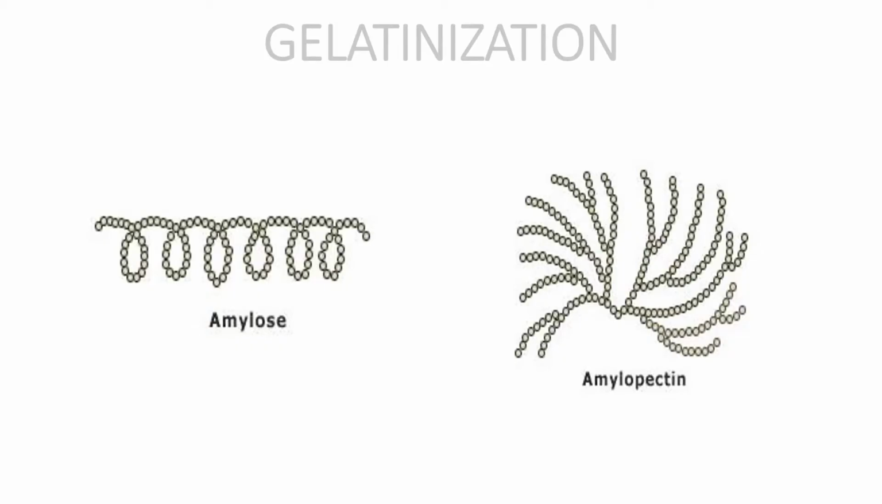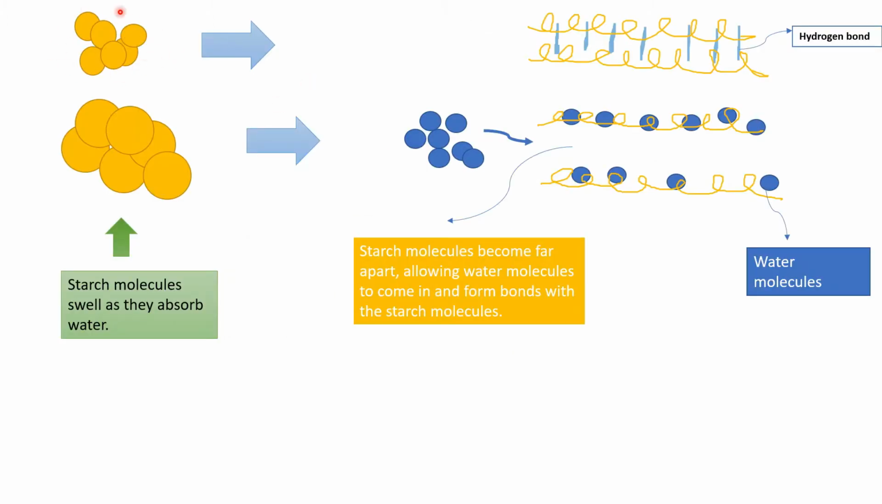So, in order to understand retrogradation, we have to first understand gelatinization. Without it, retrogradation will not happen. As you can see, starch granules are made of numerous linear amylose and branched amylopectins. So let's say these are the starch molecules, the outer appearance of starch molecules, and these are within the starch molecules. When the starch molecules are heated up in the presence of water, the hydrogen bonds holding the starch molecules together are broken down. Eventually, they are far apart from each other, allowing water molecules from the solution to come in and form bonds with the starch molecules.